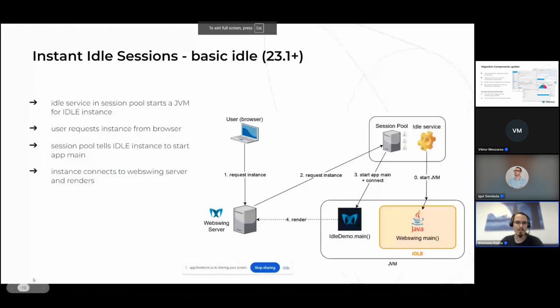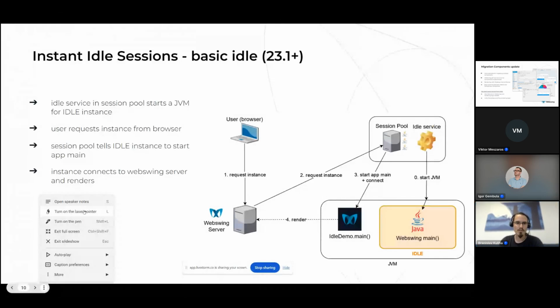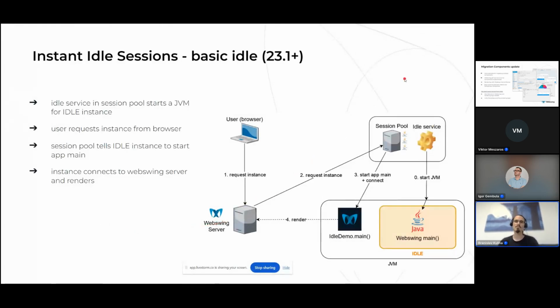So the next configuration is basic idle. This we have introduced in version 23.1, so you may have already used it. In this case, inside session pool, there is this idle service. This idle service just starts the pre-configured number of idle instances.